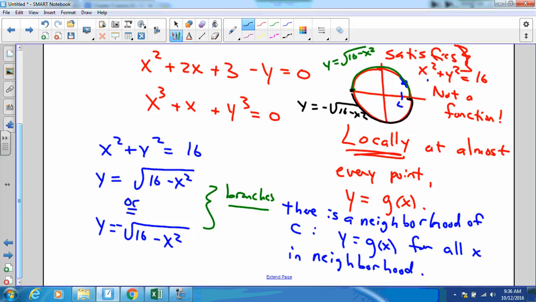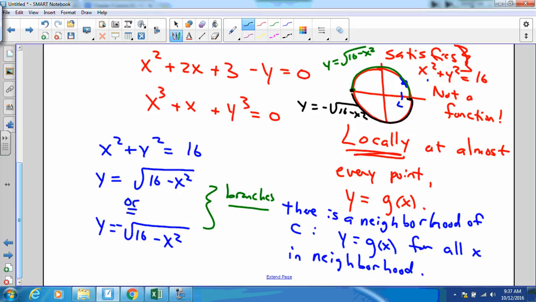Yes. They are points of non-differentiability. Very good. And in particular, what type of non-differentiability do we have there? Vertical tangents. That's exactly right.